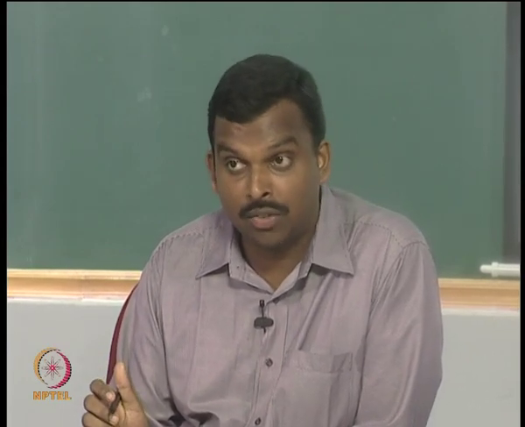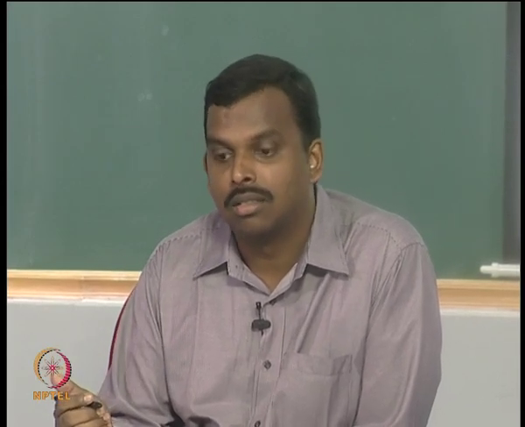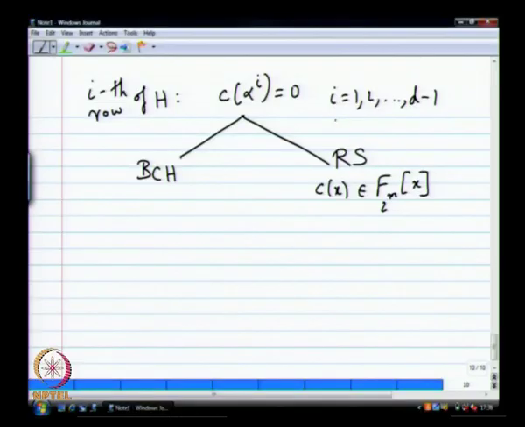Same thing is happening here. C of alpha power i is 0. C of x has coefficients from F 2 power m. Alpha power i belongs to what? F 2 power m. So, I do not really have a complicated situation when I deal with Reed-Solomon code. I have a polynomial with coefficients over a certain field and I have a root from that very same field. It is not a smaller field or a larger field or any such thing, it is the very same field.